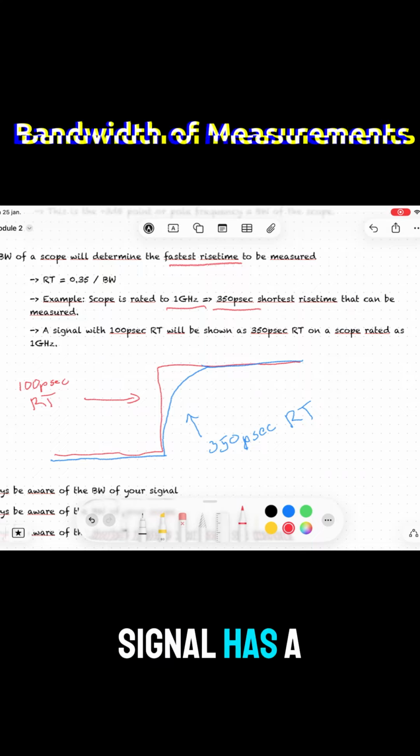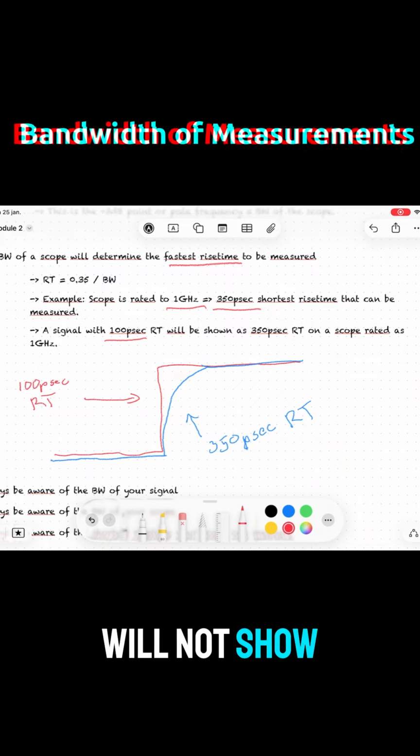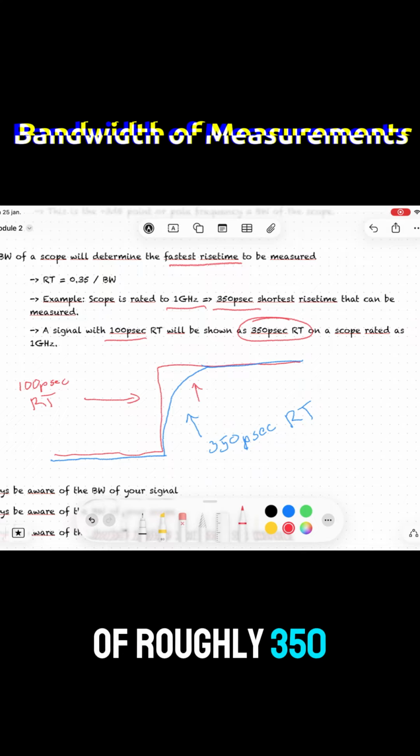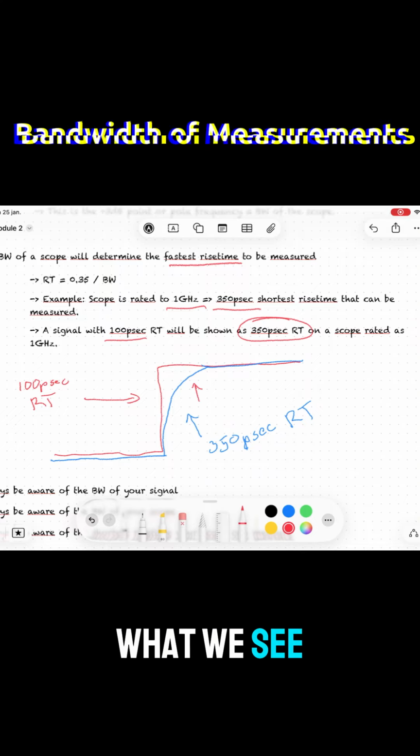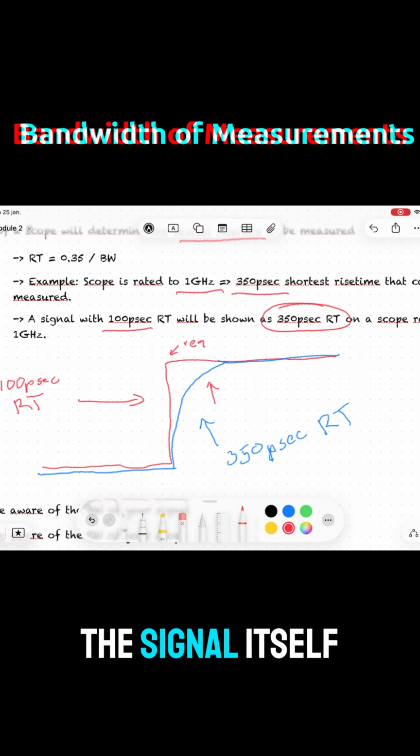If the actual signal has a rise time of 100 picoseconds, the scope will not show that true rise time. Instead, the scope will display a slower edge of roughly 350 picoseconds. What we see on the screen is limited by the measurement system, not just by the signal itself.